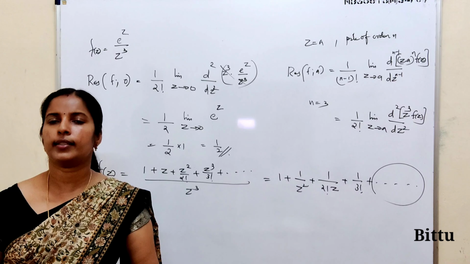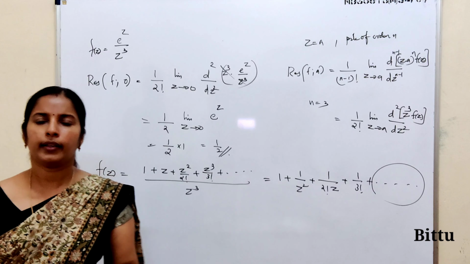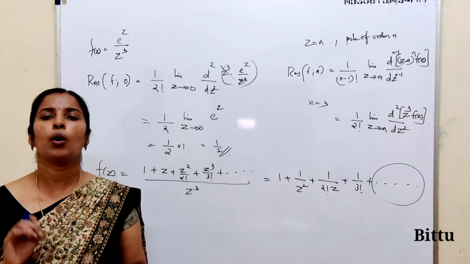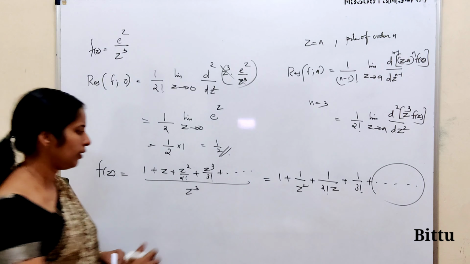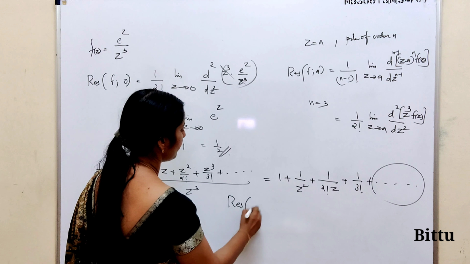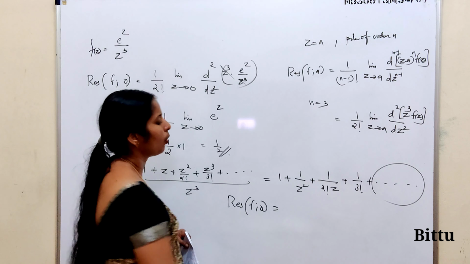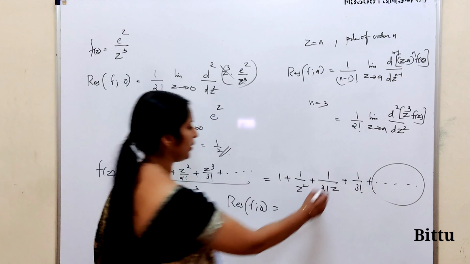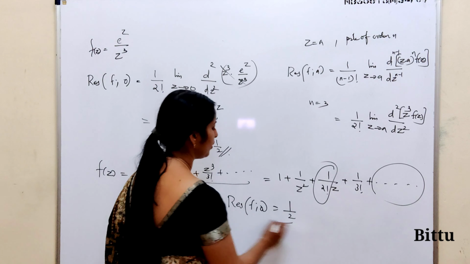Clearly 0 is the singular point and its residue, that is the residue of f at 0, is the coefficient of 1 by z. So we have residue of f at 0 is the coefficient of 1 by z. What is the coefficient of 1 by z? It is 1 by 2 factorial, that is 1 by 2.